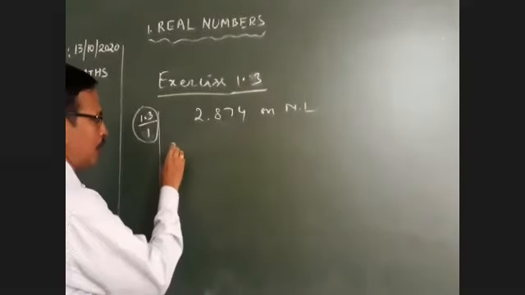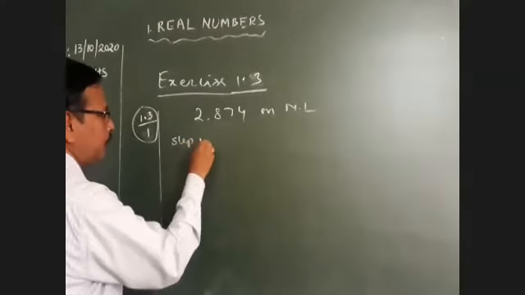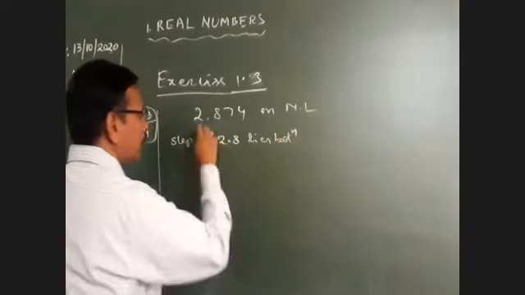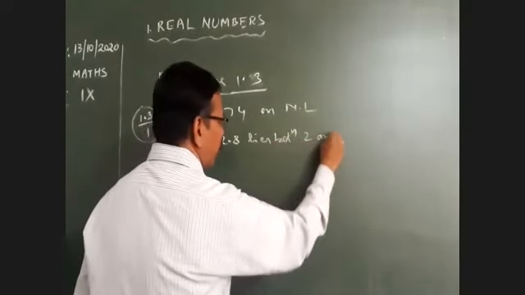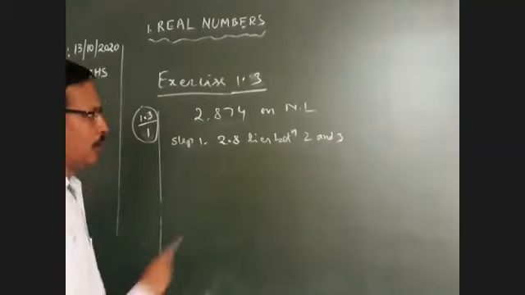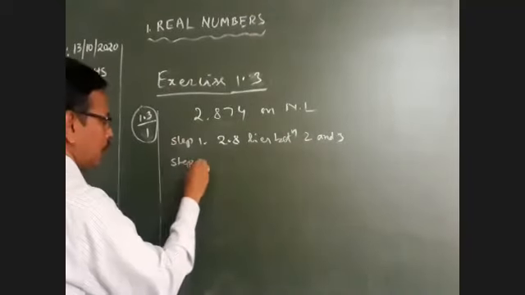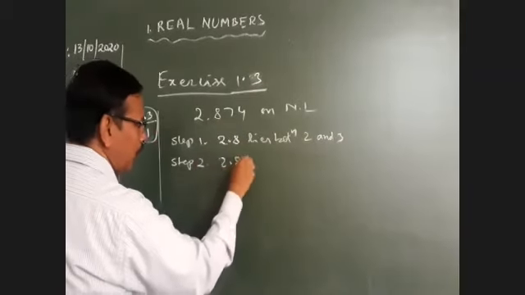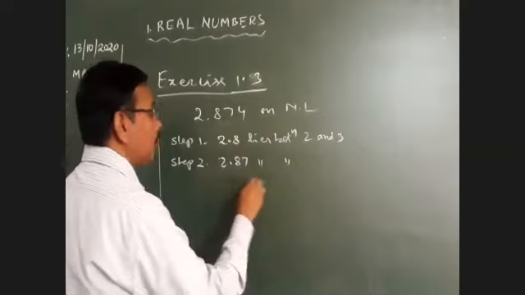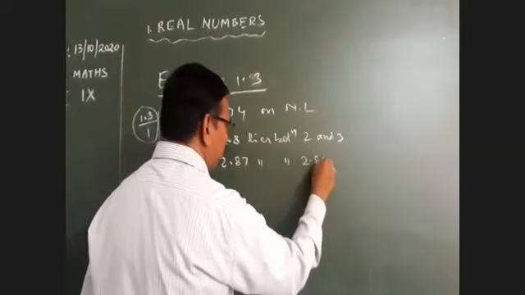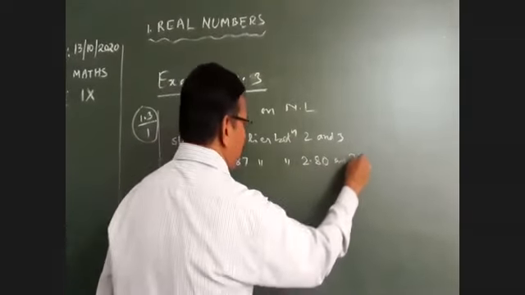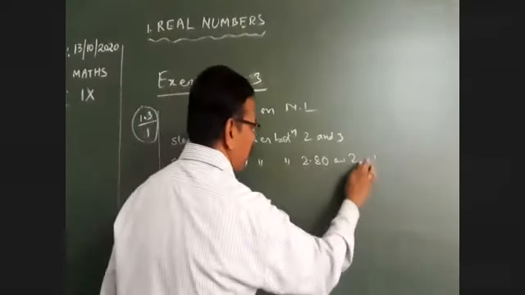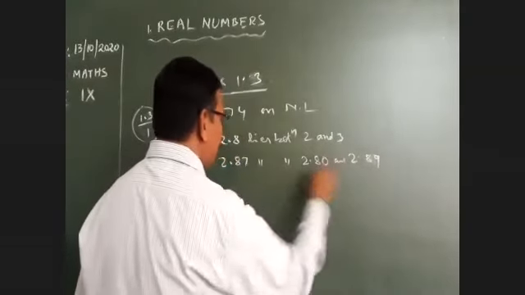Now, there are steps. Step 1: 2.8 lies between 2 and 3. First step is 2 and 3. Second step, step 2: 2.87 lies between 2.80 and 2.90, or you can take 2.89 also. Between these two, 2.87 will come.